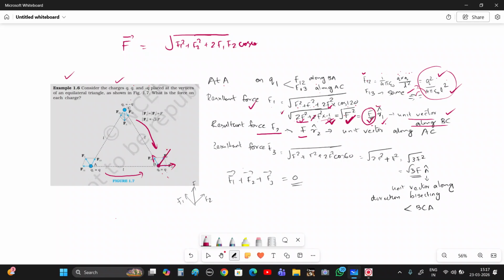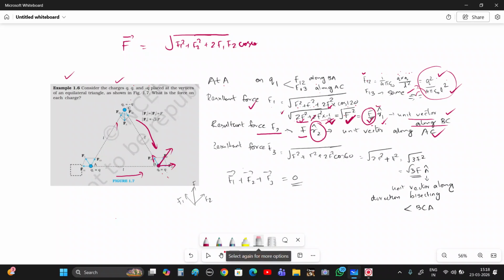This is the direction of F2, right? Parallel to that, you can see another one, this. So for giving the direction, we use a unit vector R2 cap. And what is R2 cap? R2 cap is a unit vector along AC. Okay.